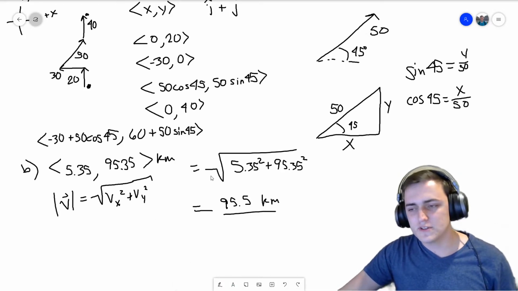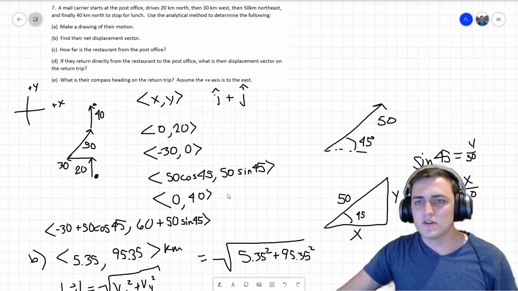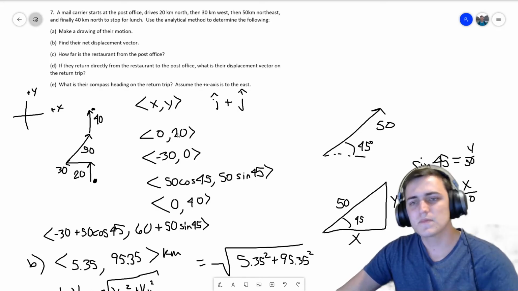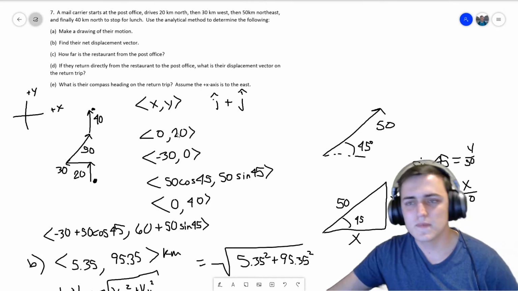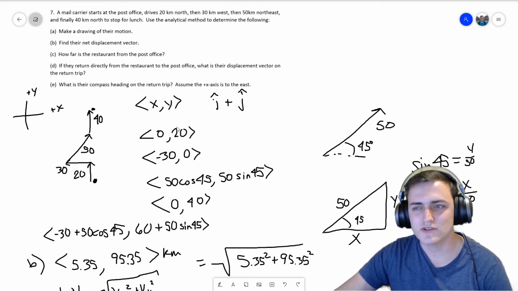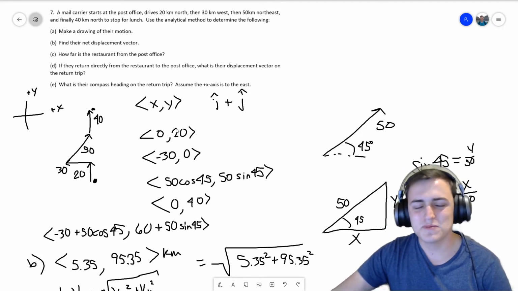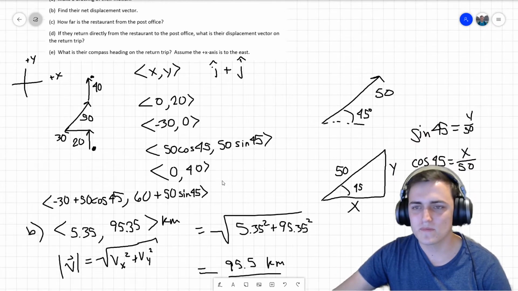Label that in kilometers as well. So now we look and we see, okay, we figured out how far the restaurant is from the post office. Now we're on part D. If they return directly from the restaurant to the post office, what is their displacement vector on the return trip?